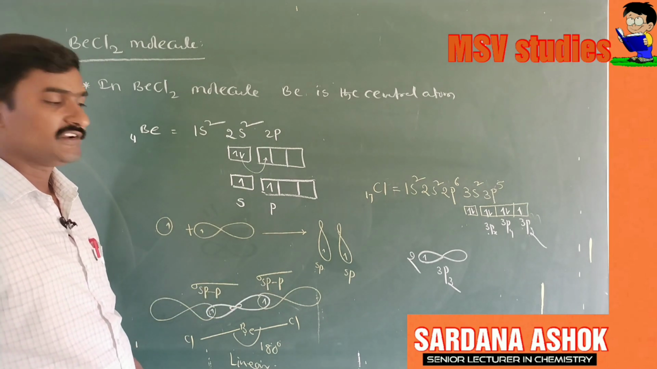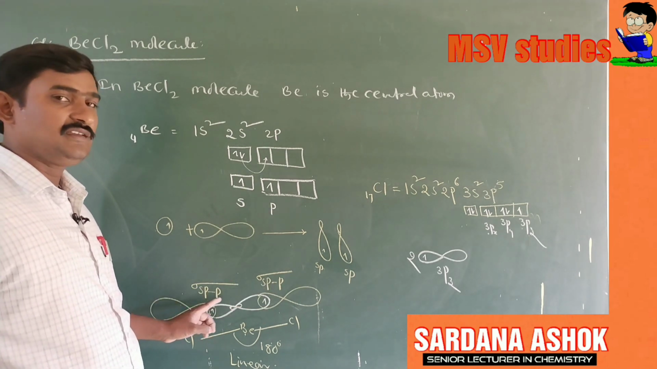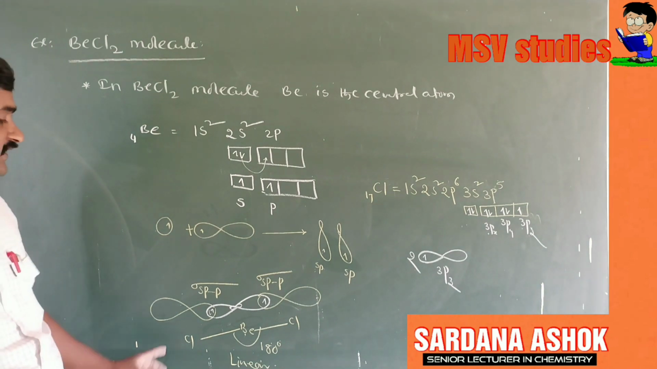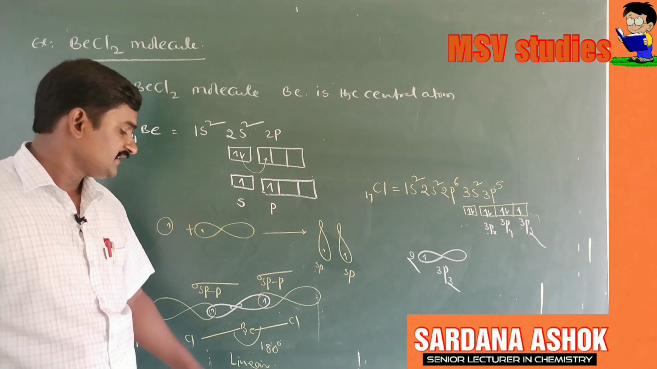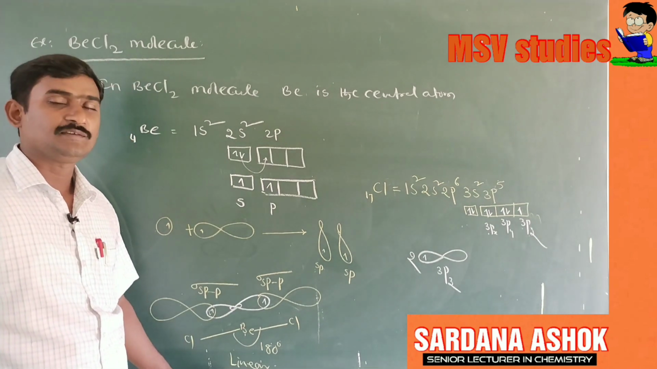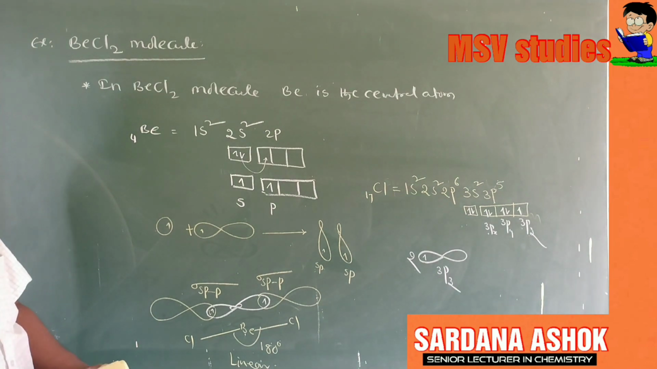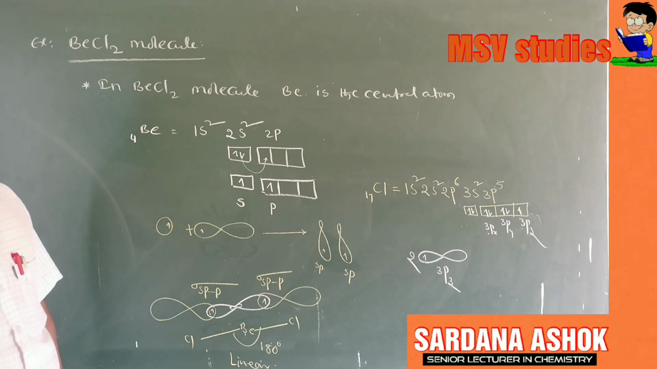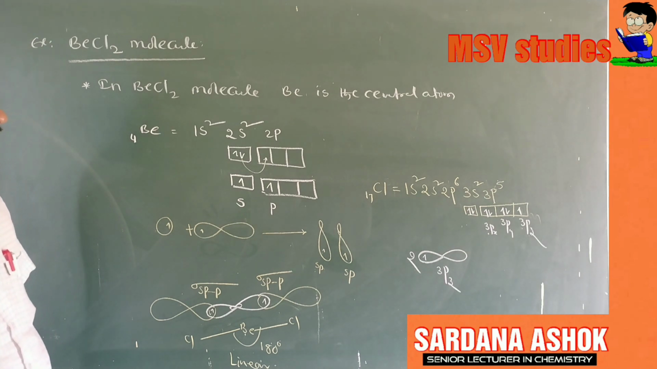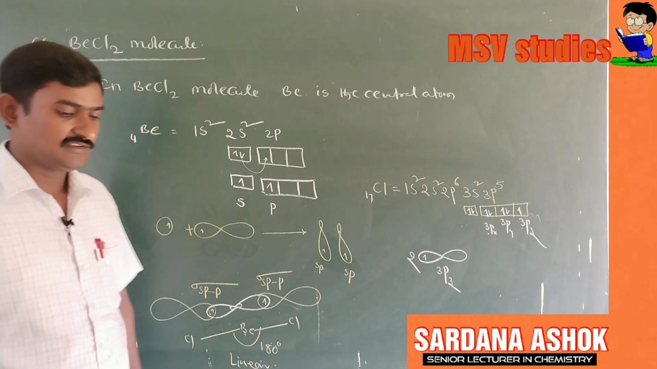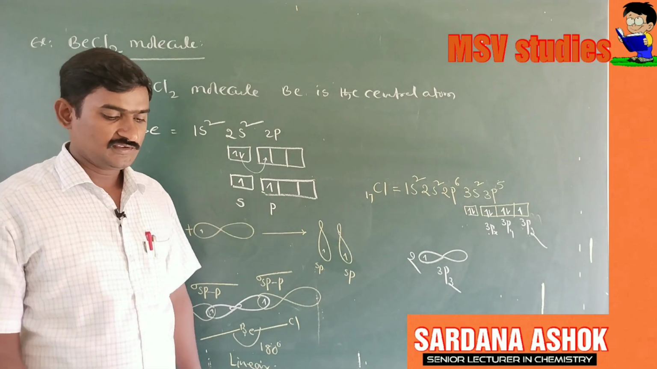What is it? Sigma sp-p bond. The angle between these two bonds is 180 degrees, and finally the shape of the molecule is linear. Okay, this is about sp hybridization and an example for sp hybridization. This is a very important essay question in your intermediate exam.